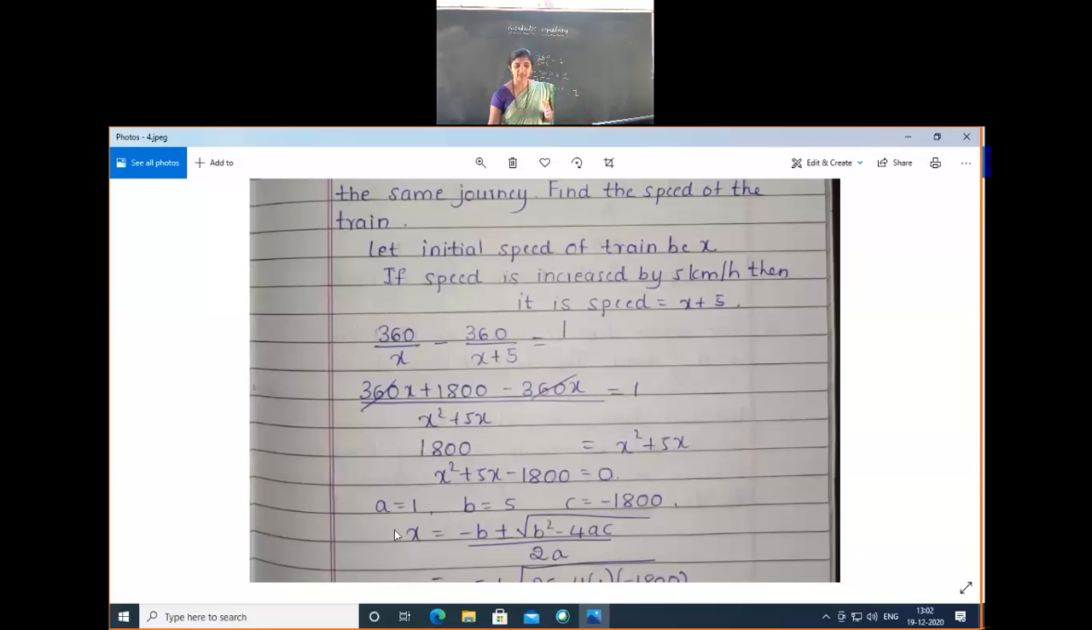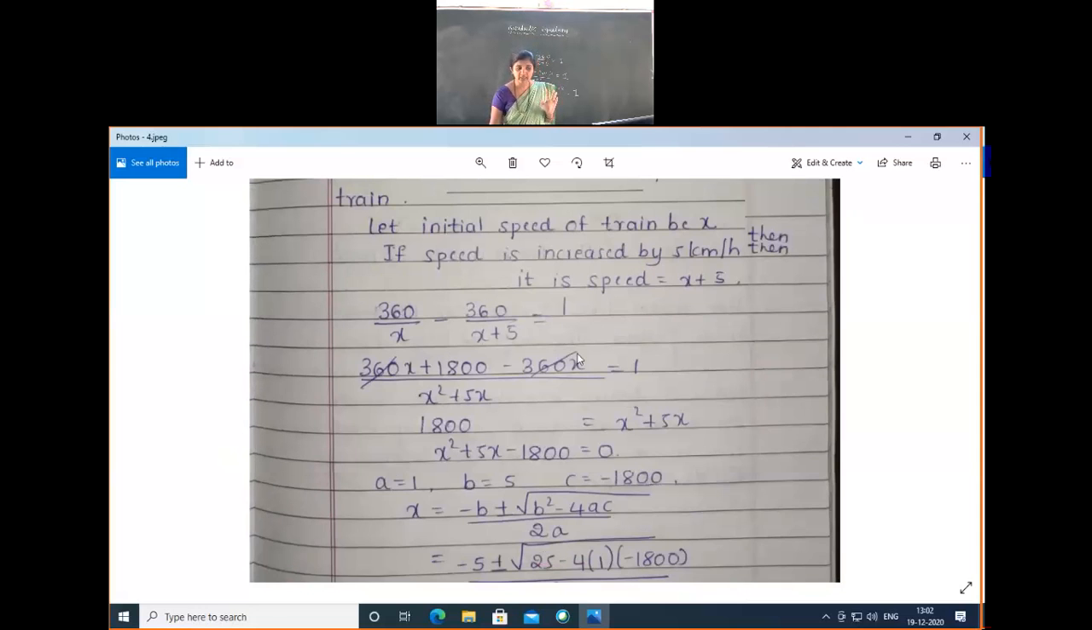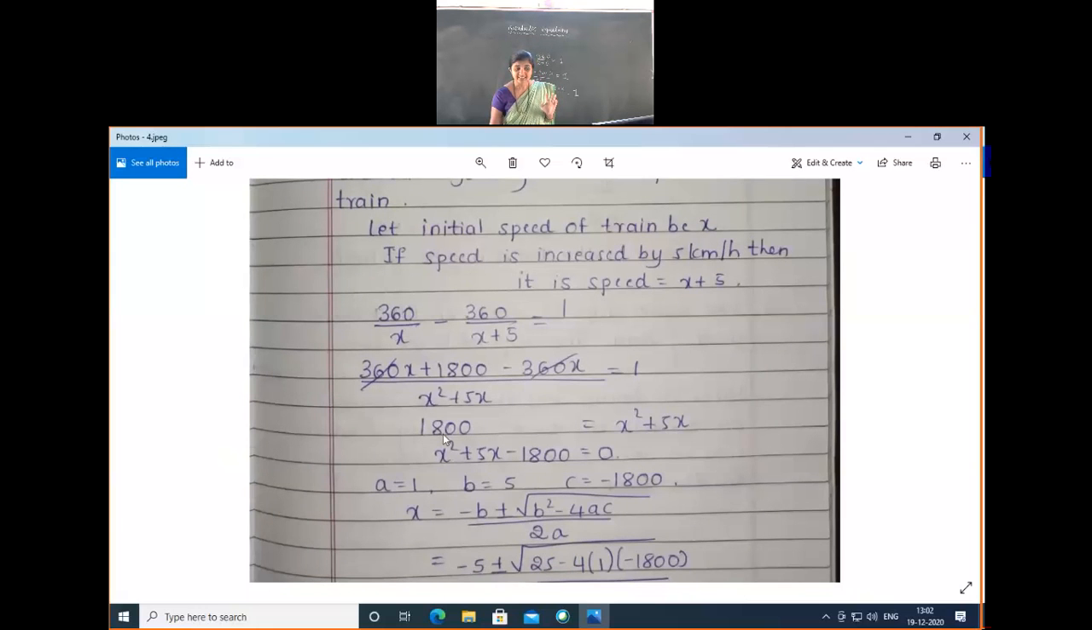So here a value is 1, b is equal to 5, c is equal to minus 1800. Now we have to use the quadratic formula. x is equal to minus b plus or minus square root of b square minus 4ac, divided by 2a, that is equal to minus 5 plus or minus square root of 25 minus 4 into 1 into minus 1800, divided by 2. This calculation and all, you have got the clear picture now. Only these things are important. If you got the proper quadratic equation, then the next step will be no problem.